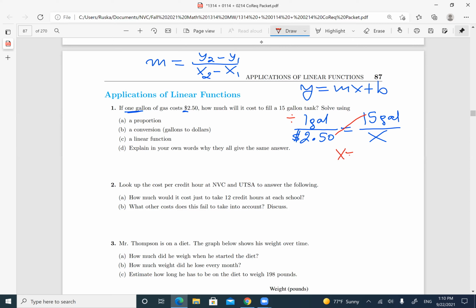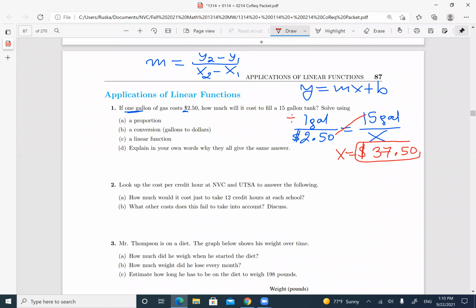So X is going to be, when I multiply 2.50, and I'm using my calculator to check it out, 2.50 times 15, that's 37.5. So it's going to be $37.50. Okay, everybody understanding this? Any questions about how I set up the proportion? So we get 37.50.